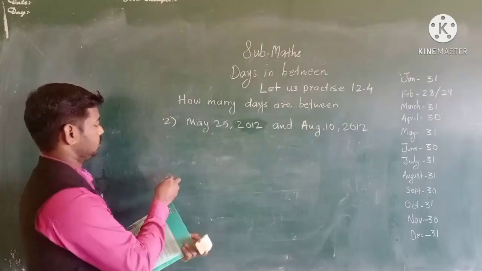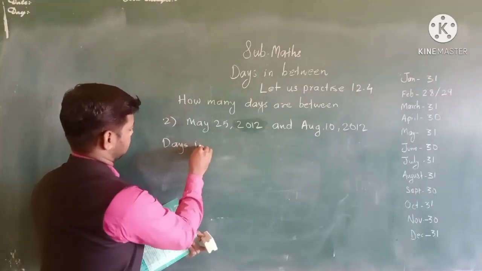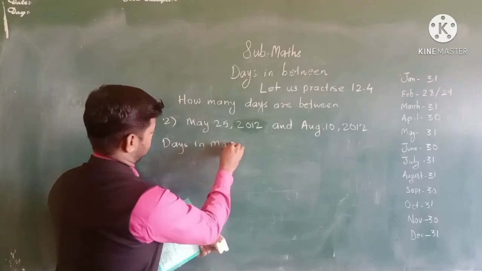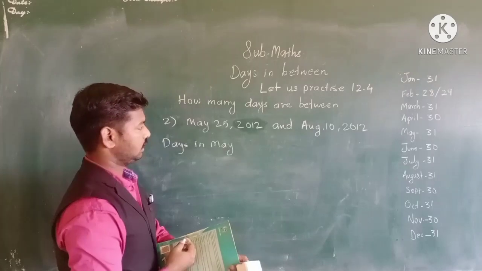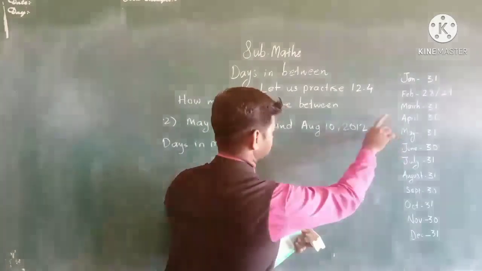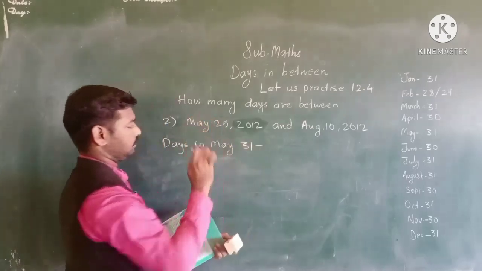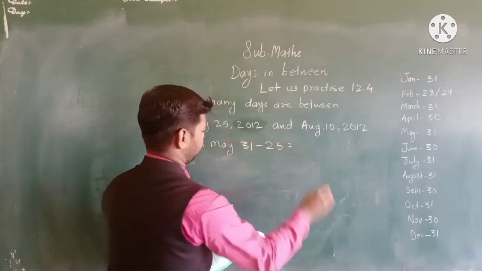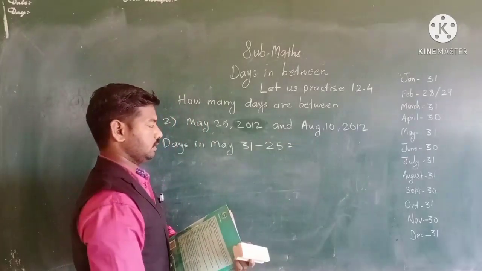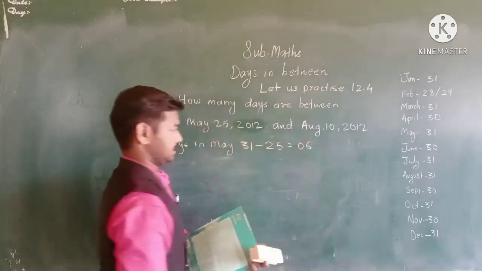As you know, first we will write days in May. Total number of days in May we have to write. So total there are 31 days in May. Among that, the given date we have to minus. So we minus 25. So 31 minus 25, it will be 6.